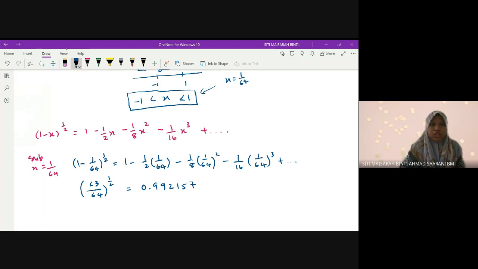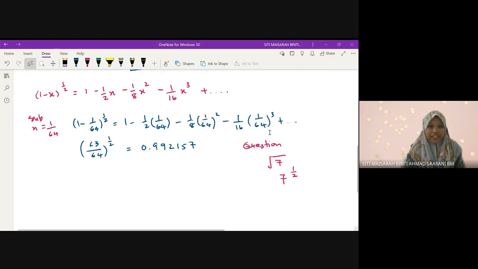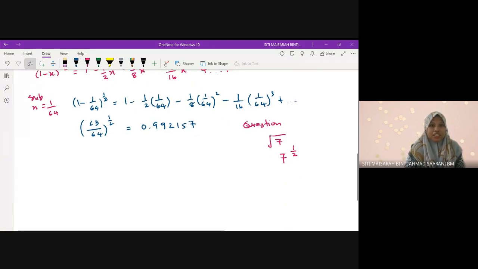Our question is square root of 7. Square root of 7 means 7 power 1 over 2. Here on the left side, 7 power 1 over 2 has not appeared yet, so you need to create it. Okay, how do we create it?